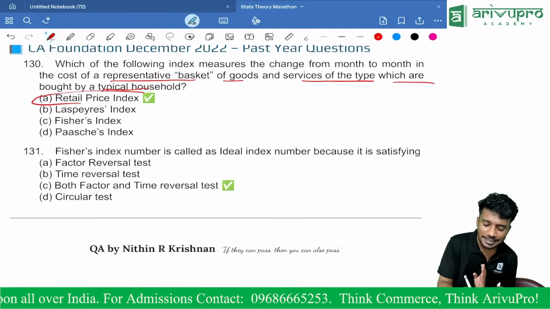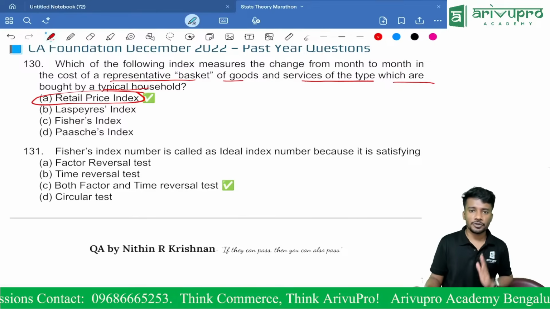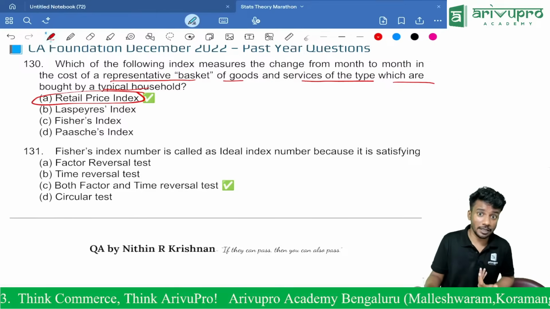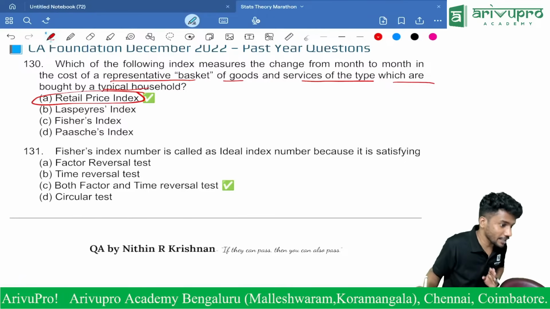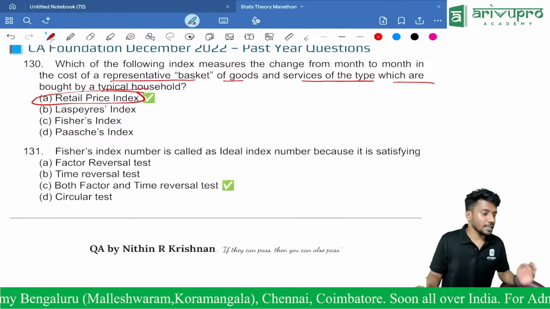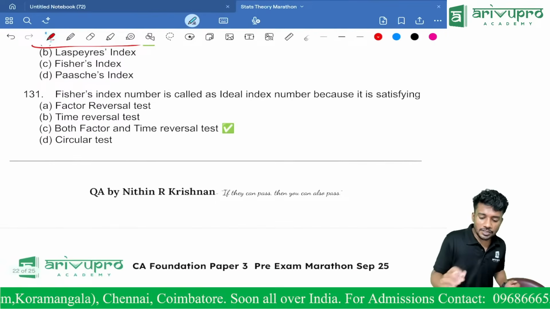What is the answer? Relative price index. So think about your household. What type of price should you think about? You should always think about relative price. That's why that's the answer. Laspeyres satisfies the circular test? Yes.